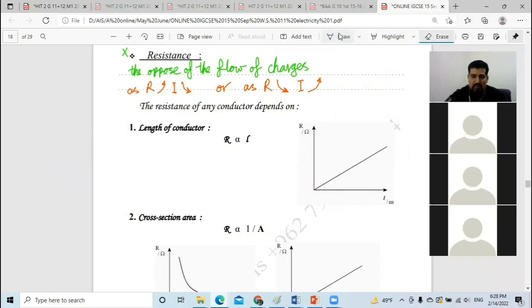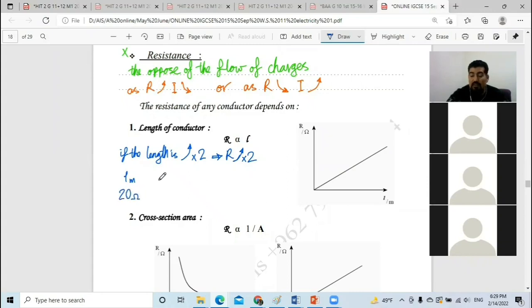What does that mean? If the length is increased, multiplied by 2, twice, that means the resistance of the wire will also increase, multiplied by 2 with the same factor. So for example, if a wire 1 meter long has a resistance of 20 ohm, and I have a 1 meter wire, it has a resistance of how much?